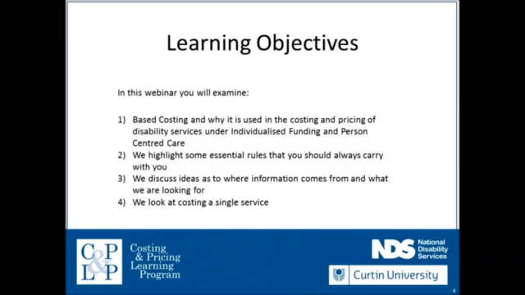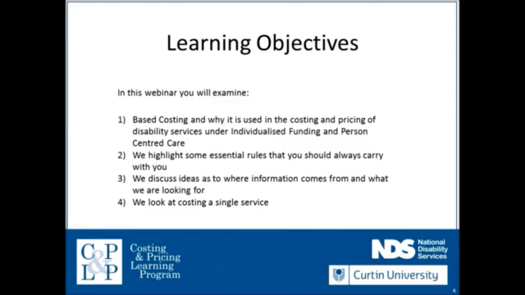Moving on then, the learning objectives of this webinar are fairly important for anyone who has not come across costing and pricing before, or that might have worked in the sector for a long time and need a refresher on costing and pricing. Therefore, our webinar targets Chief Financial Officers, finance personnel, and also board members and others who might be interested in costing and pricing from a broader governance or strategic perspective.